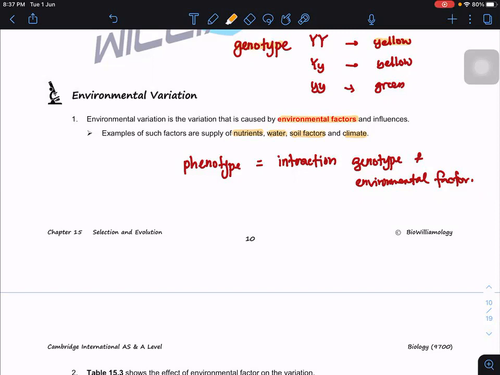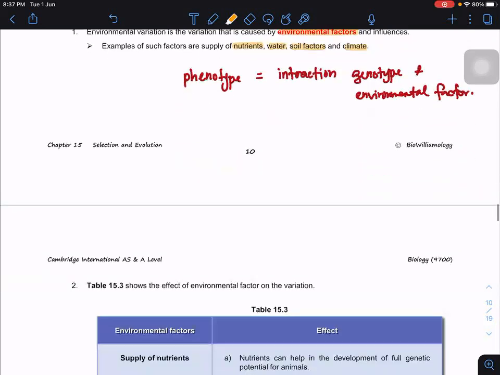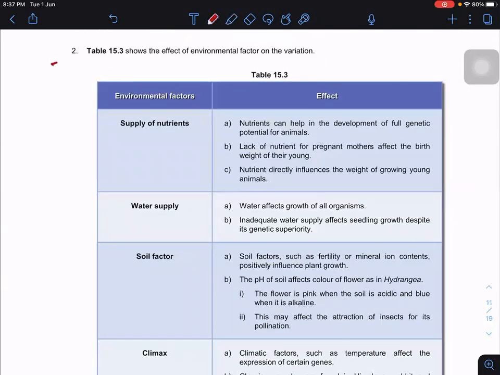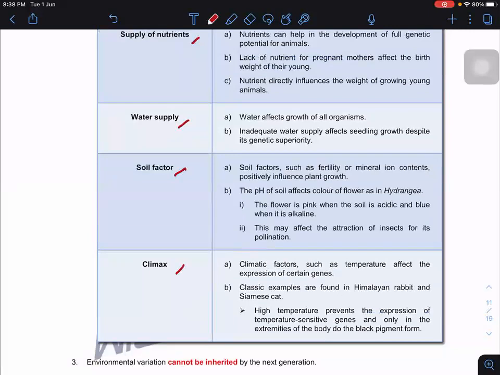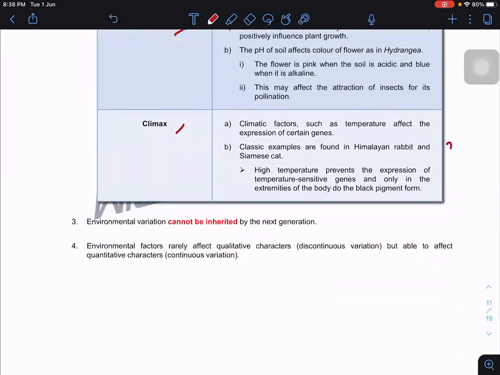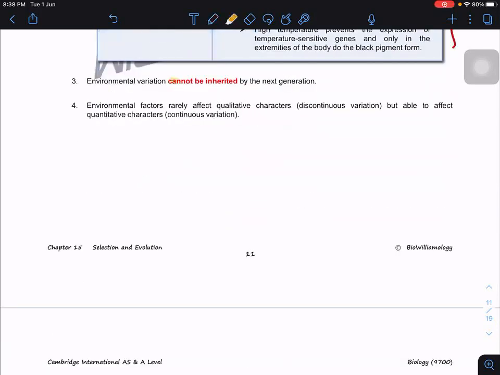If you look at this, how the environmental variations can take place, you can go through this, and this is for information only. In case you need some information, for example, supply of nutrients, water supply, soil factor, climates, and how they change the phenotype. And very important, later we're going to look at the Himalayan rabbits or the Siamese cats, how the environmental factor gives them the effects and causes them to show us the different variations. Environmental variation cannot be inherited. That's very, very important. It cannot be inherited.